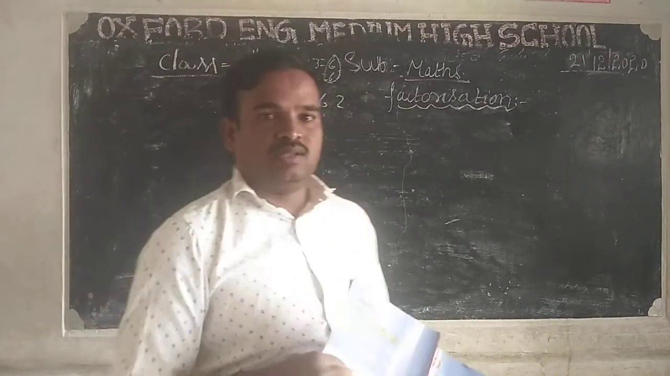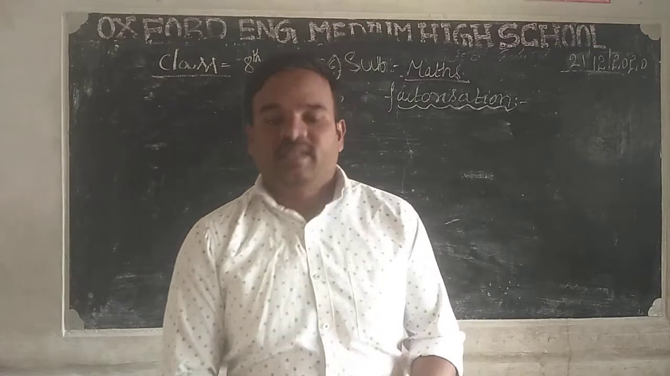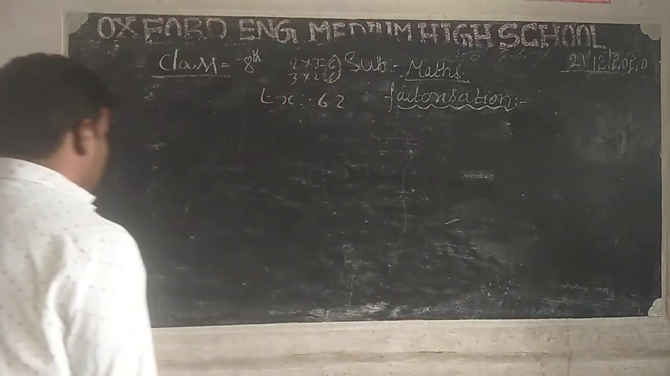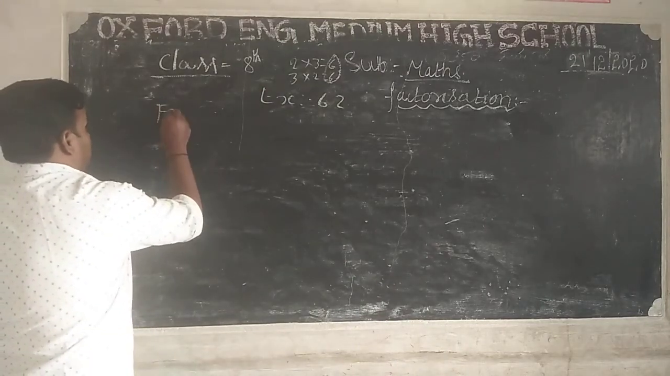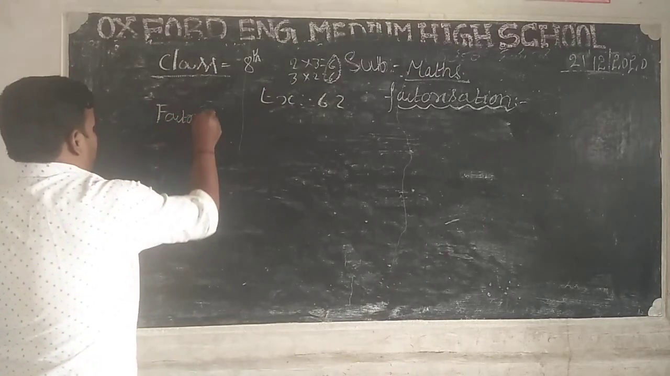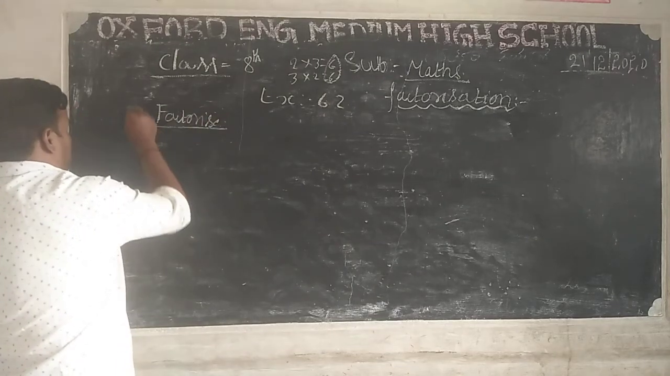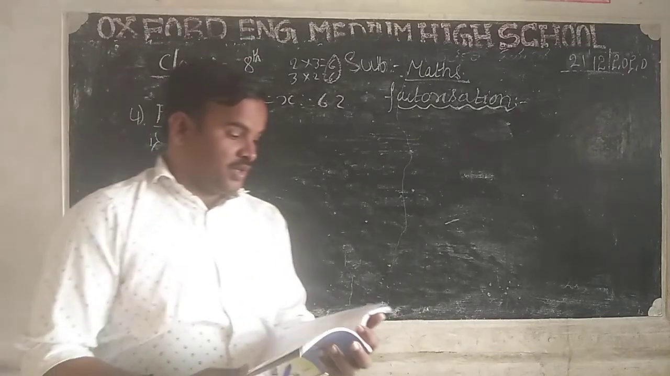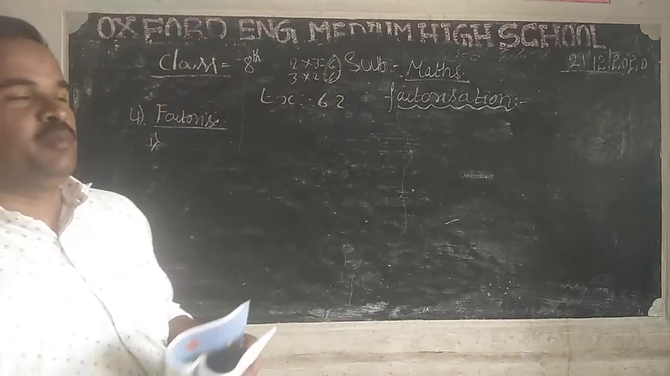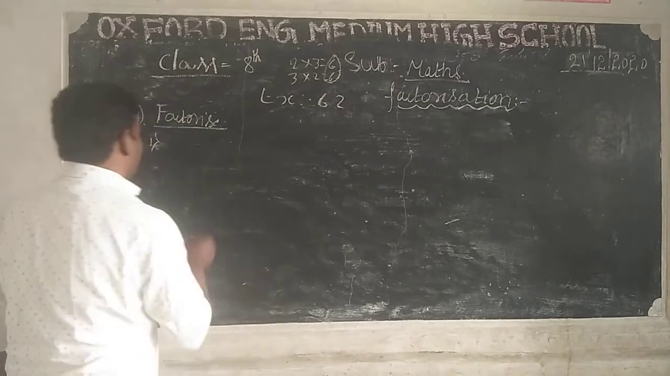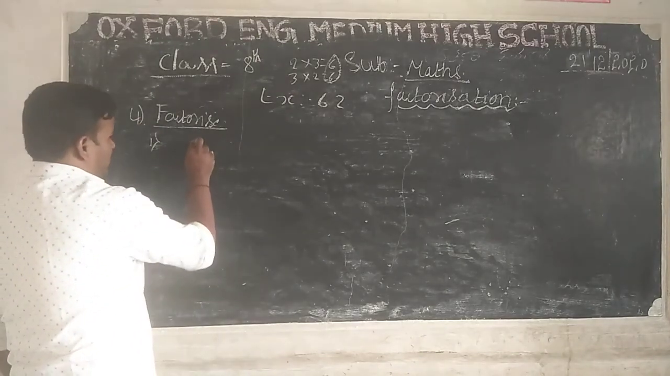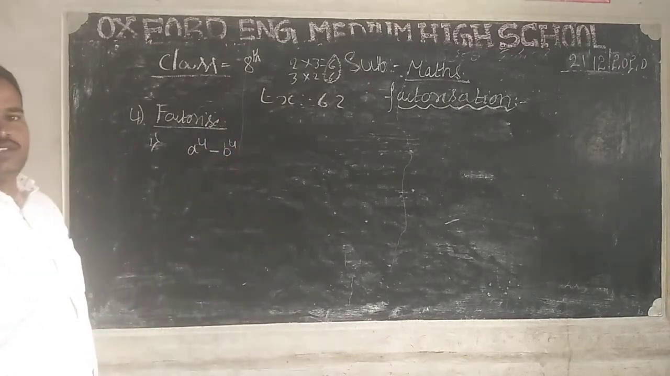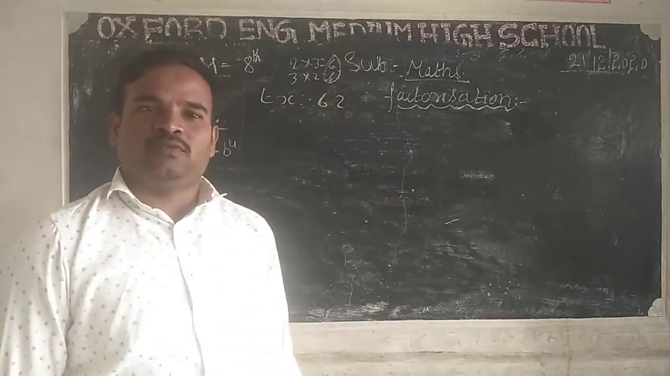Dear students, let us move to the next main, the fourth main, that is factorize. Here is the first sum: a to the power of 4 minus b to the power of 4. This is a wonderful sum.